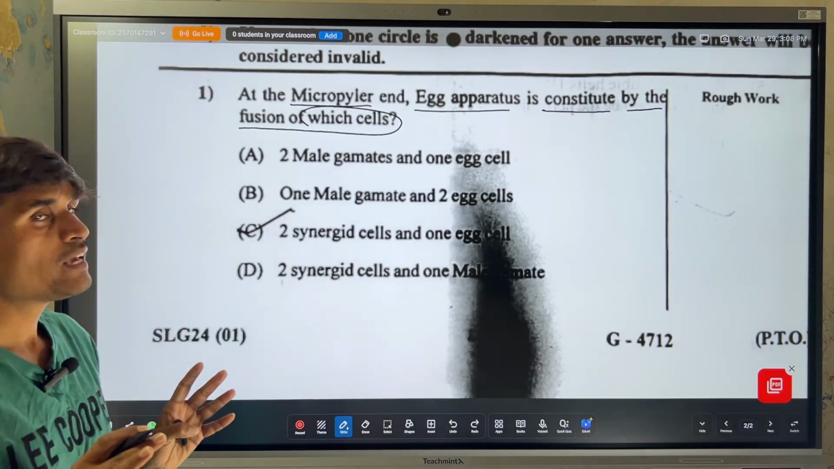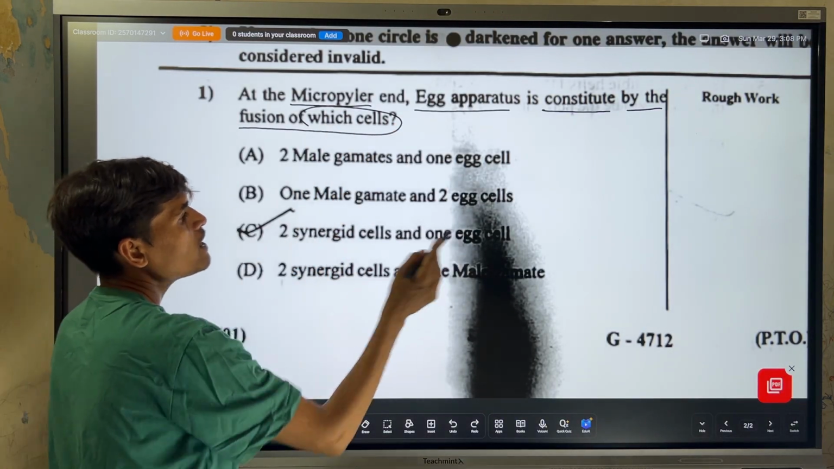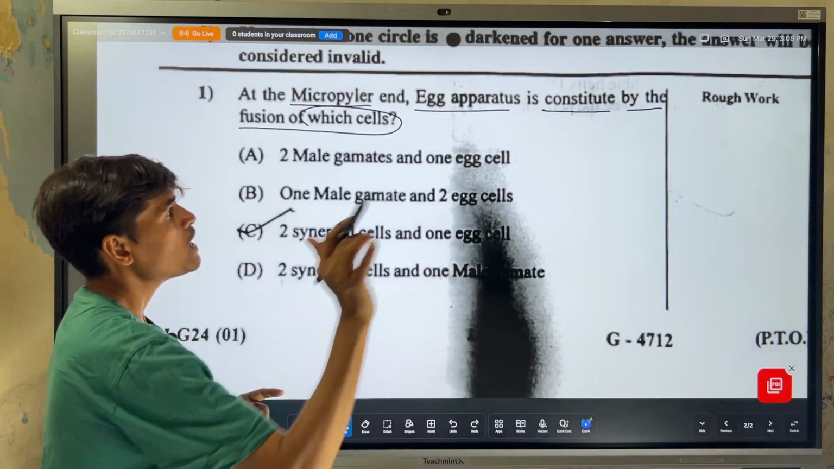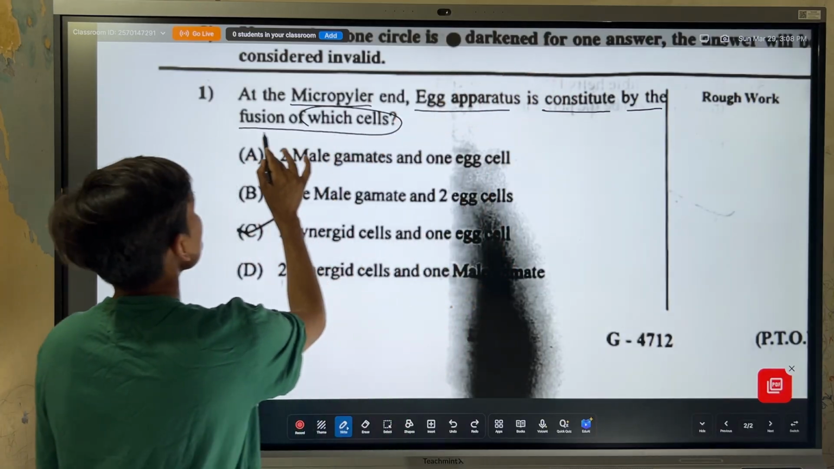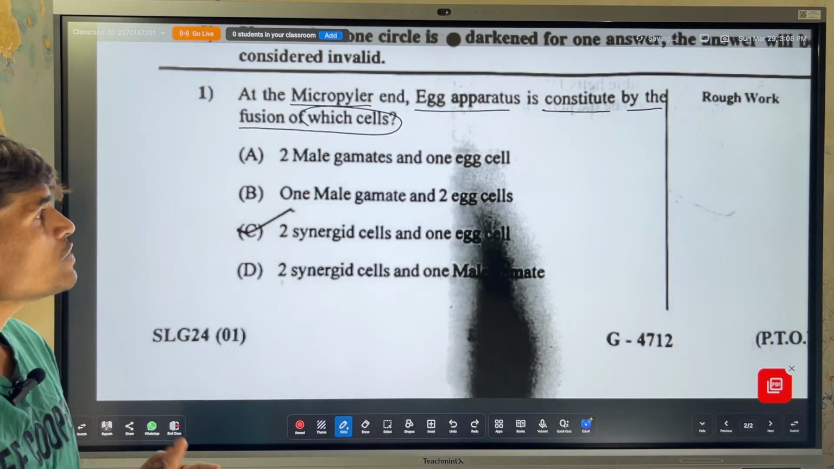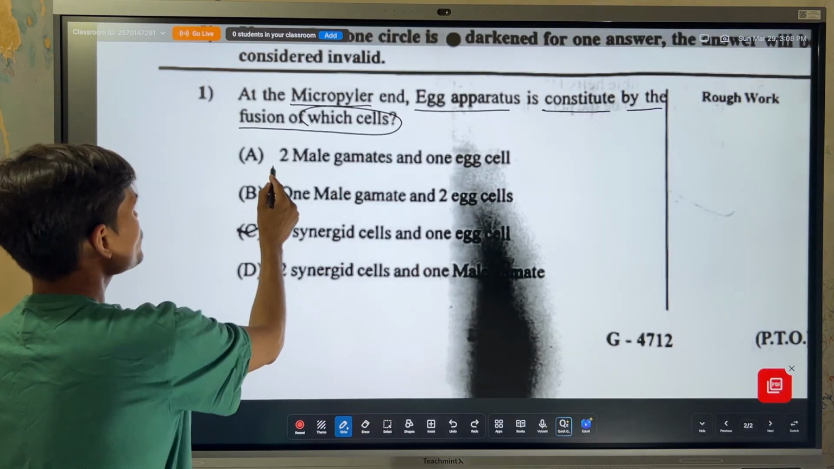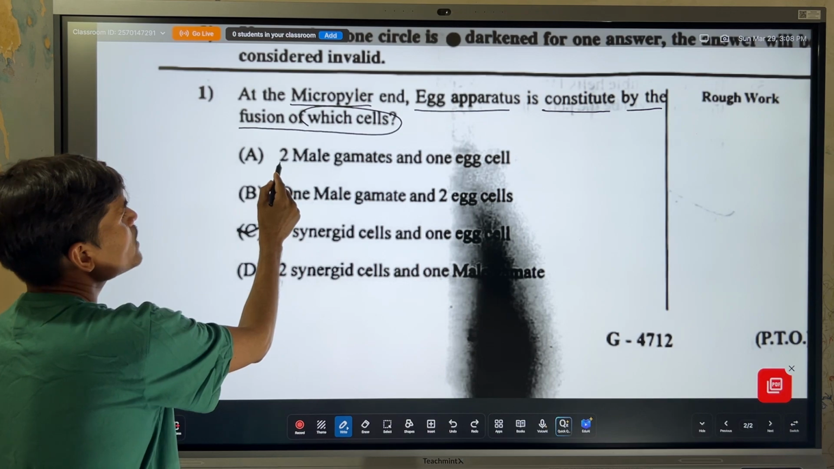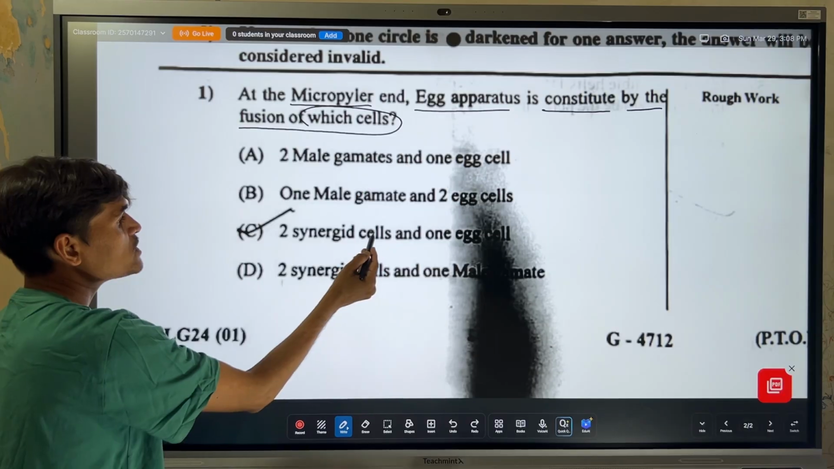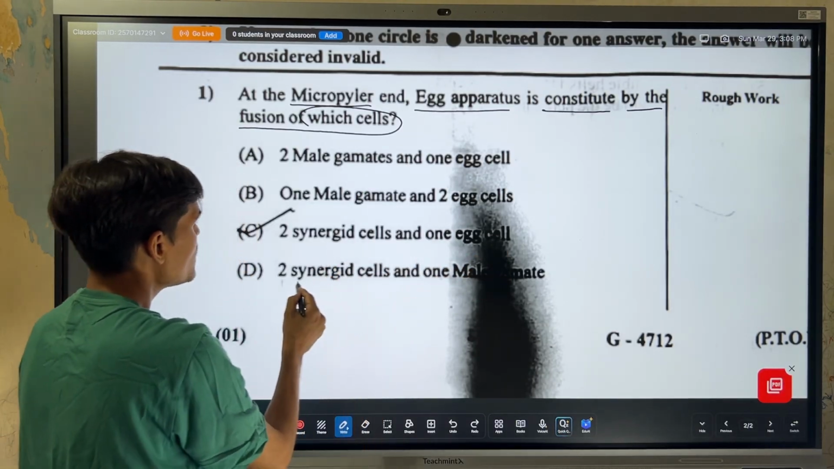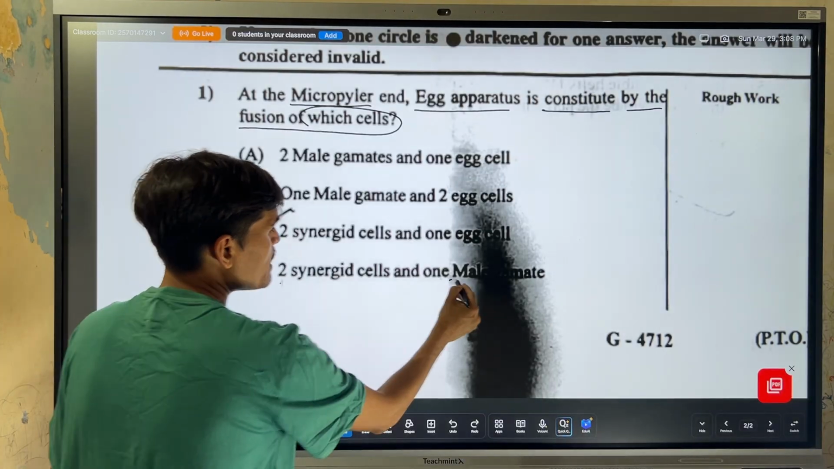Understand the question very carefully. At the micropylar end, this is the position. The egg apparatus is constituted by the fusion of which cell? Means which cells are fusing at this end. Now, 4 options are given. Option A, B, C and D. 2 male gamete and 1 egg cell, 1 male gamete and 2 egg cell, 2 synergid cells and 1 egg cell, or 2 synergid cells and 1 male gamete. This is male gamete written.